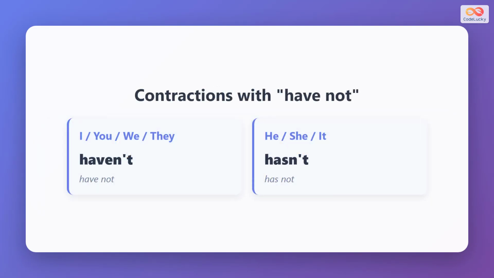Let's look at the contractions. When we use I, you, we, or they, we say haven't, which is the short form of have not. But when we use he, she, or it, we say hasn't, which is the short form of has not. Remember, haven't goes with plural subjects and I and you, while hasn't goes with singular third-person subjects.